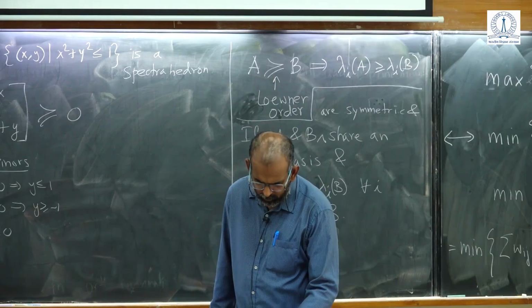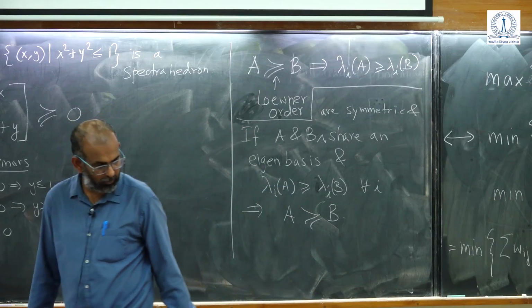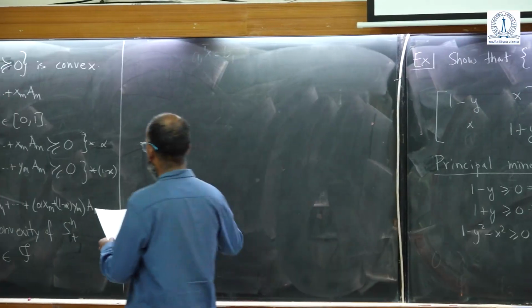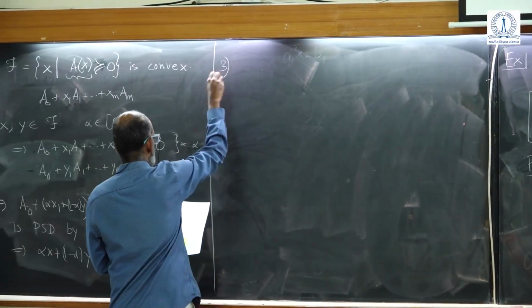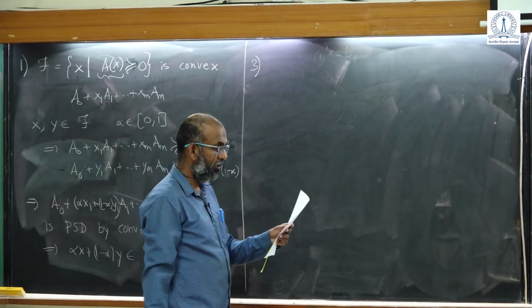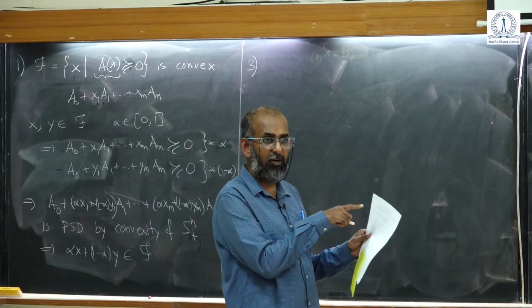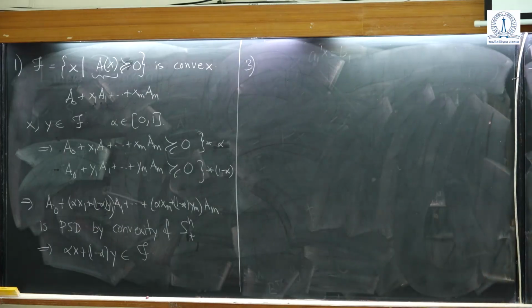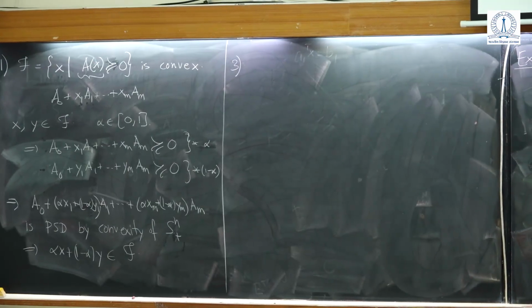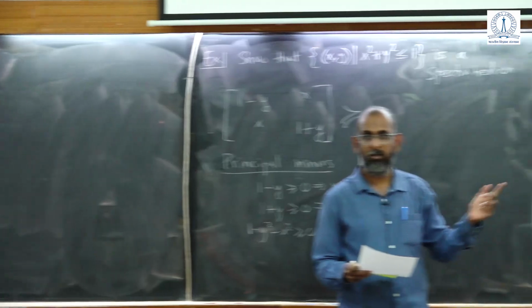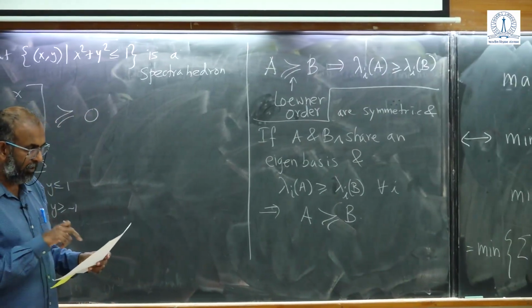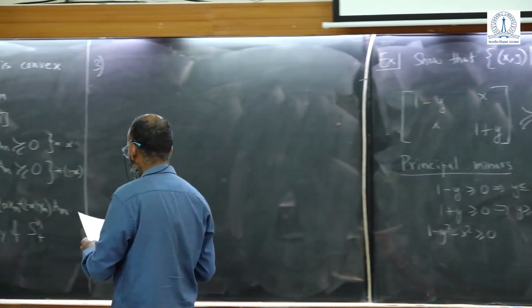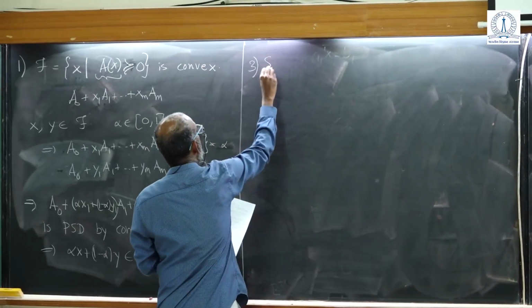So can you find an example? Problem 3. We've already discussed the first part of the problem, which is the forward implication. This was proved using Courant-Fisher. Now we want to go the other way, or rather to show that the converse is false. So suppose A and B are symmetric.